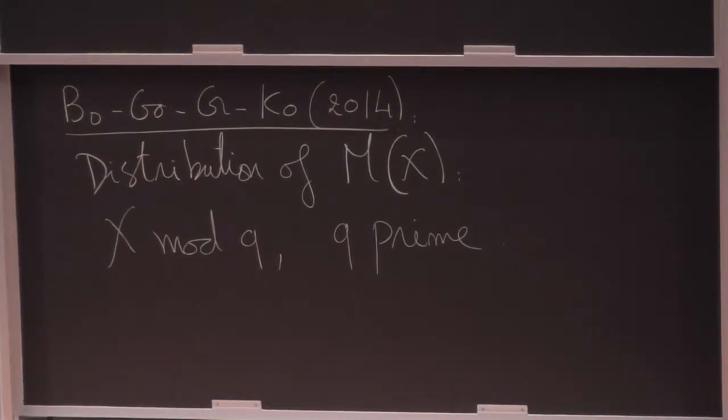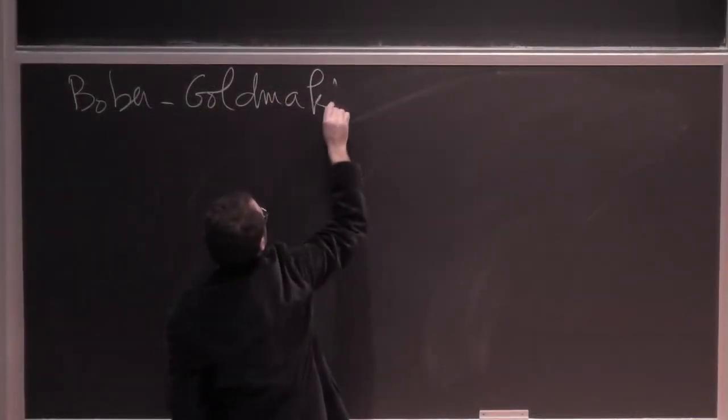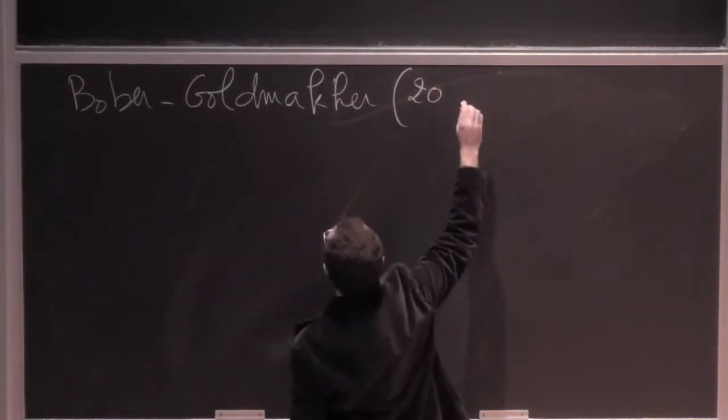So I promised you an application of Vinogradov, and it is in fact a very nice discovery of Bober and Goldmacher that tells you that if you can improve even the constant C0 in Vinogradov, then you can improve the current bounds for the least quadratic non-residue. So you can beat the Burgess bounds. Okay, so this is Bober and Goldmacher in 2014.